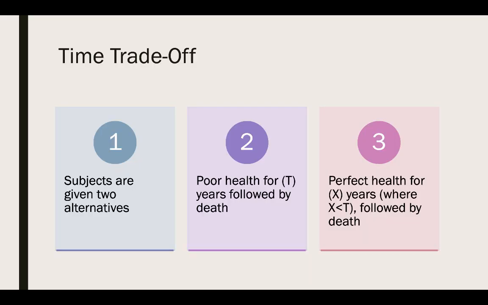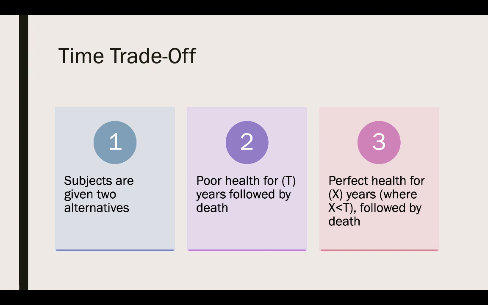Now, time trade-off is exactly what it sounds like. We're trying to measure health utility, and we've got a participant who's answering our questions, and he's given two alternatives. One alternative is I've got poor health for a number of years, followed by death. And the next alternative is I've got perfect health for a number of years, but my perfect health years are less than my poor health years, both followed by death.